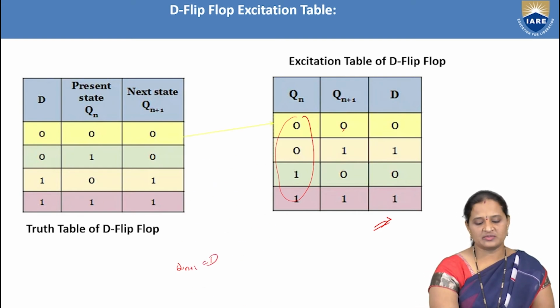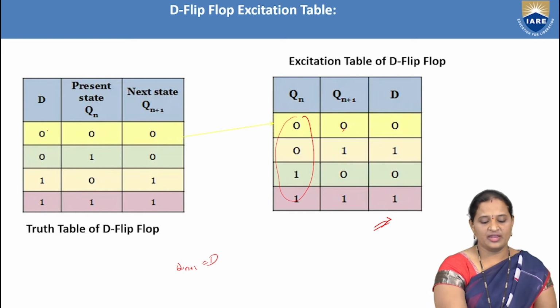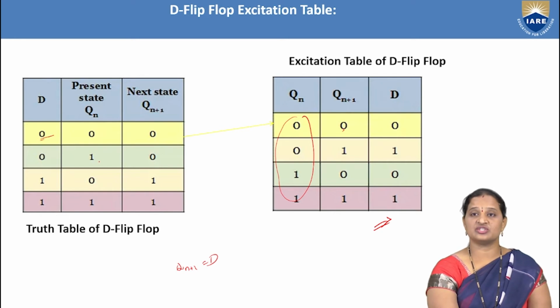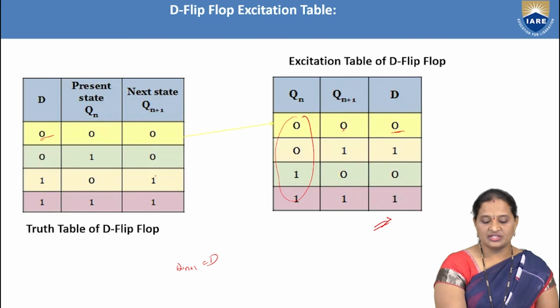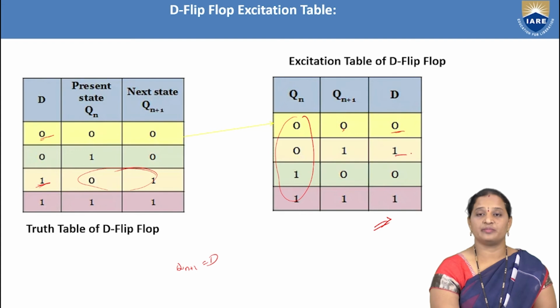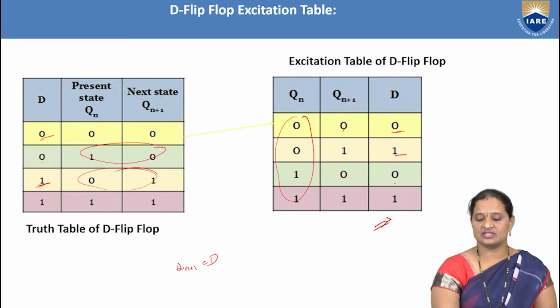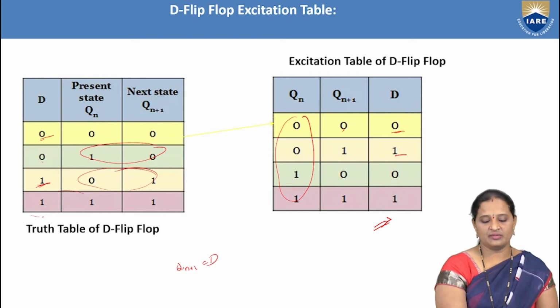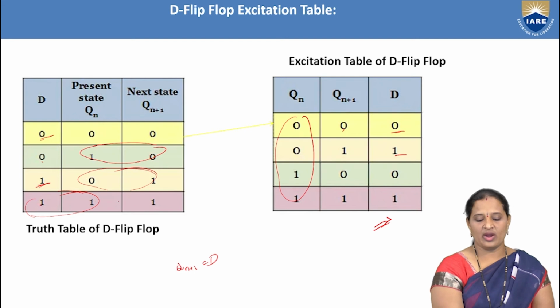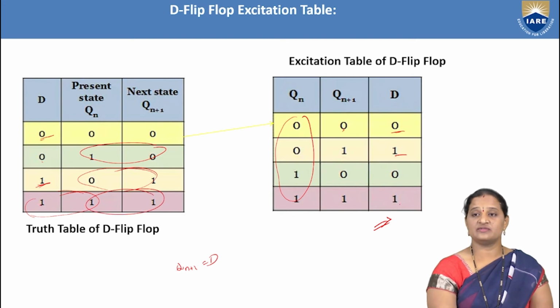Okay, so you can even observe here. We have a 0 to 0 transition in which the input is considered to be 0. So that is filled in the first row. Next, a 0 to 1 transition, where the data input is 1. Next, a 1 to 0 transition, where the data input is 0. So that is filled here. Next, a 1 to 1 transition, where the data input is 1 here. Okay, so that is filled here.